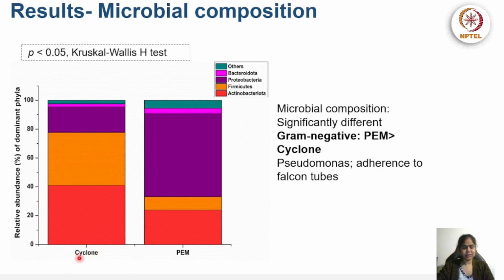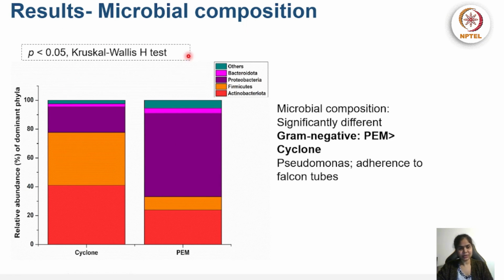For example, in the cyclone sampler, Actinobacteria represents almost 40%, followed by Firmicutes, which is again close to 40%, followed by Proteobacteria, which contributes another 15%, and the remainder is Bacteroidota, with a few others compiled as others. But in the PEM sampler, the majority of the microbes come from Proteobacteria, followed by Actinobacteria and Firmicutes. So the cyclone sampler is dominated by two phyla, Firmicutes and Actinobacteriota, whereas the PEM sampler is majorly dominated by Proteobacteria.